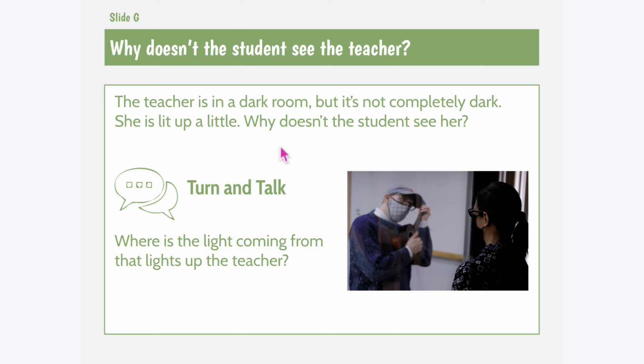So the teacher's in a dark room. Why doesn't the student see the teacher? The teacher's in a dark room, but it's not completely dark. She's lit up a little. We know that because we can see her. If there's not a little bit of light on her, we couldn't see her. So why doesn't the student see her? Where's the light coming from that lights up the teacher?